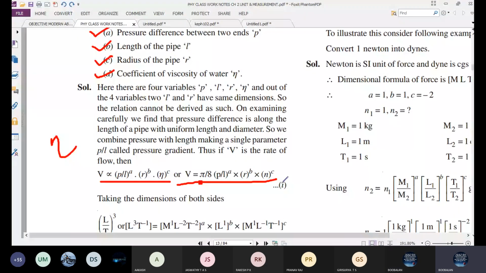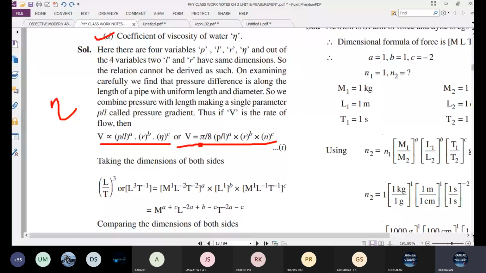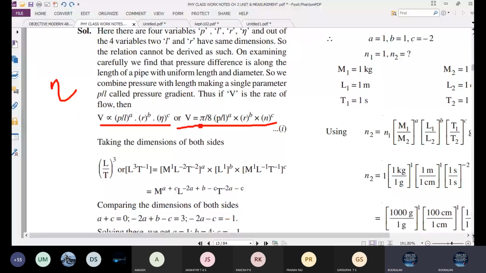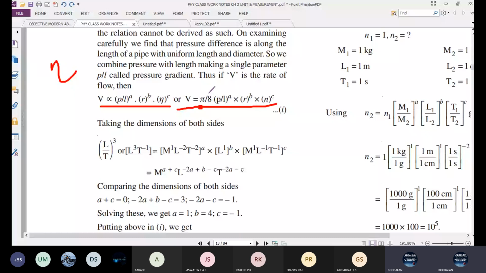Okay, listen. So next step, the rate of flow. V is the volume, and rate of flow means time is there. So the dimension formula for the rate of flow is L cubed T power minus 1. Normal volume is L cubed. Here the rate of flow is there, so you should write L cubed T power minus 1.